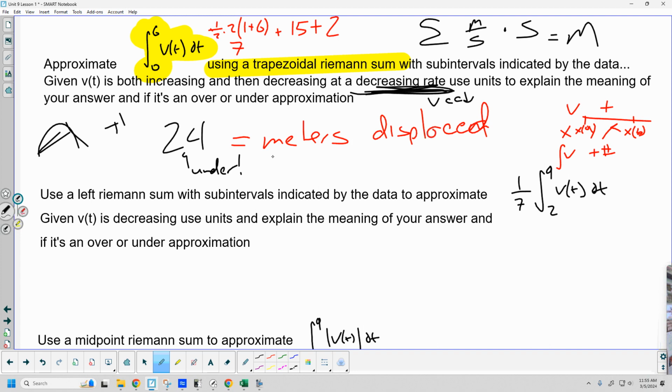Use a left Riemann sum with subintervals indicated by the data to approximate the integral from 2 to 9. Pay attention that we're just starting at 2 and going to 9. We're not going from the beginning to the end. 2 to 9 of v times 1/7. Give me units. Tell me the meaning of my answer. Tell me if my answer is over or under. This is a free response question. This is free response practice right now.